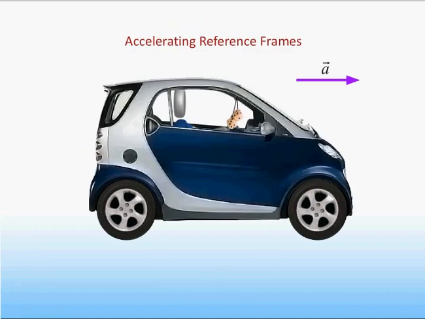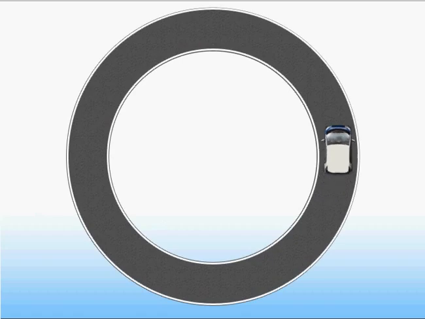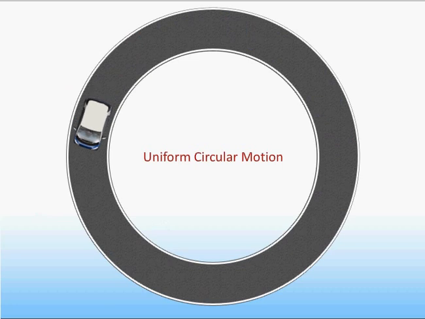We will then discuss reference frames that are accelerating, and will find that the description of phenomena in these frames can be somewhat confusing. For the remainder of the course, we will restrict ourselves to the description of phenomena in inertial reference frames, those frames that are not accelerating. Finally, we will consider a specific motion, namely uniform circular motion, and find that it can be described in terms of a centripetal acceleration that depends on the angular velocity and the radius of the motion.